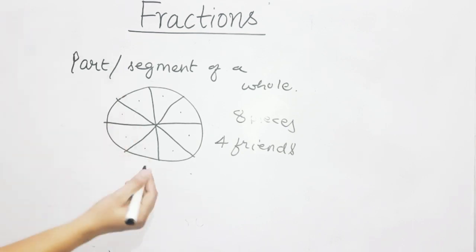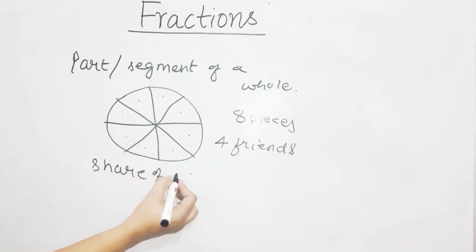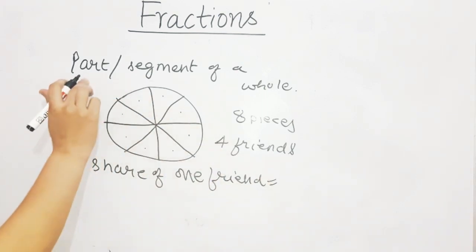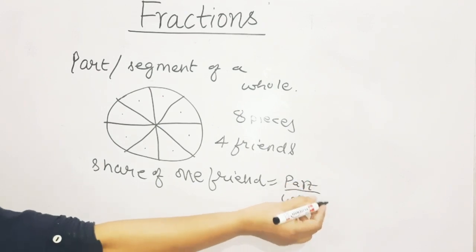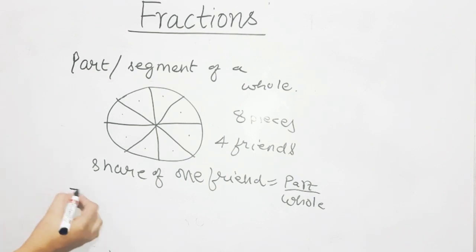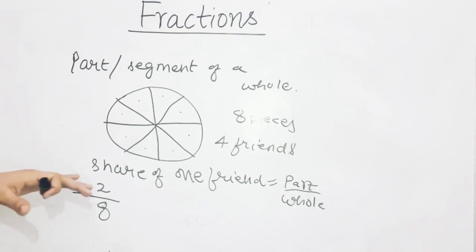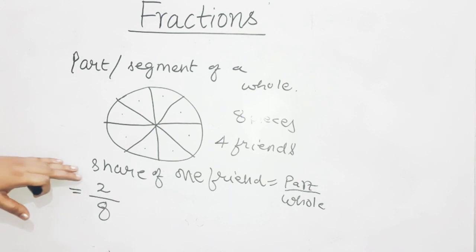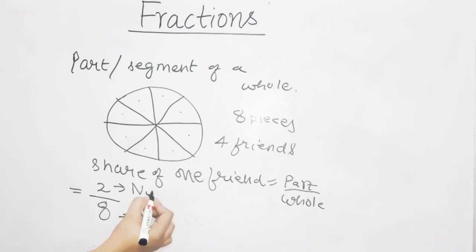Okay? So students, how will I represent the share of one friend in terms of fraction? The share of one friend will be represented by part upon whole. Part means जो उसको मिला, upon whole. Whole means the total number of parts. So he got 2 parts out of 8 parts. So this is how we represent fractions in the form of numerator and denominator. This is numerator and this is denominator.